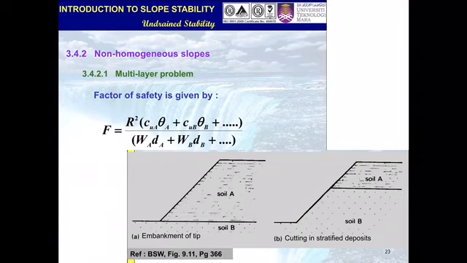Okay, so that is for the homogeneous slope. And now for the non-homogeneous slope, or what we can say is a multi-layer problem. Let's say the slope has multiple layers. We have soil A at the top and soil B at the bottom. So the formula will be a little bit long.